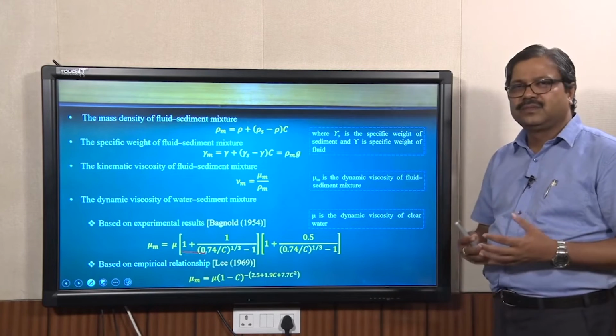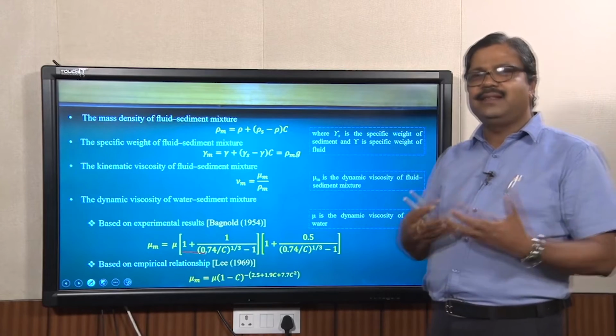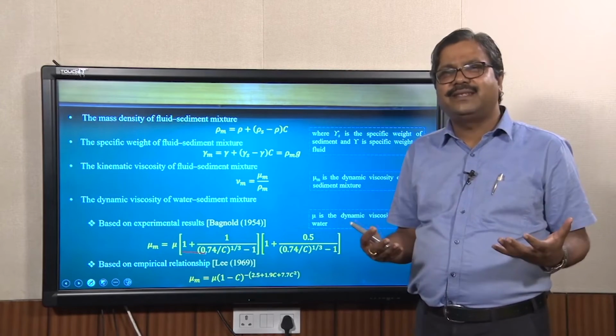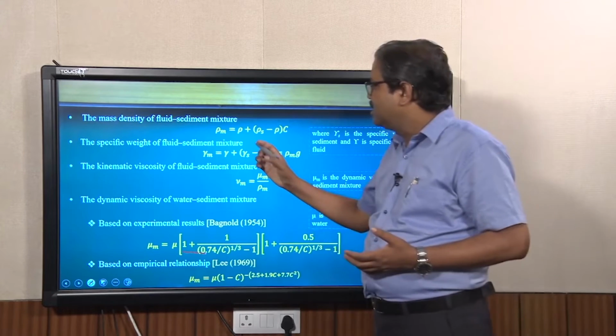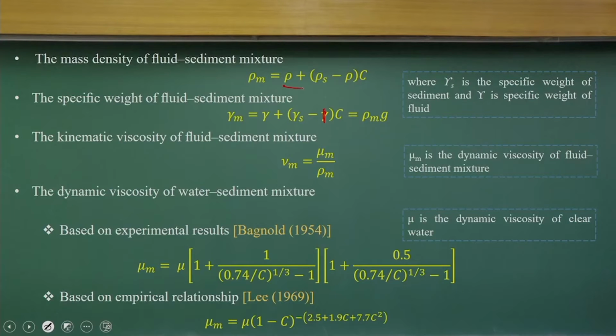As I said, when you talk about fluid and sediment mixtures, what will be the density? We can find the mass per unit volume for the mixture as the sum of the liquid part and the sediment part. The mass is the sum of the mass of the water part and the sediment particles part. The same way we can get the specific weight of the fluid and sediment mixture. Again, it is a fluid-sediment mixture, you try to understand that.